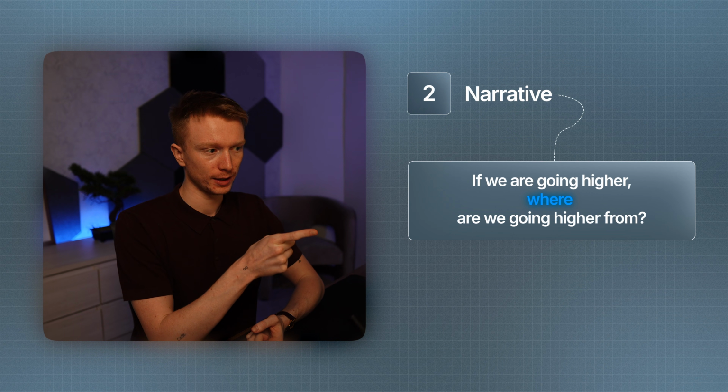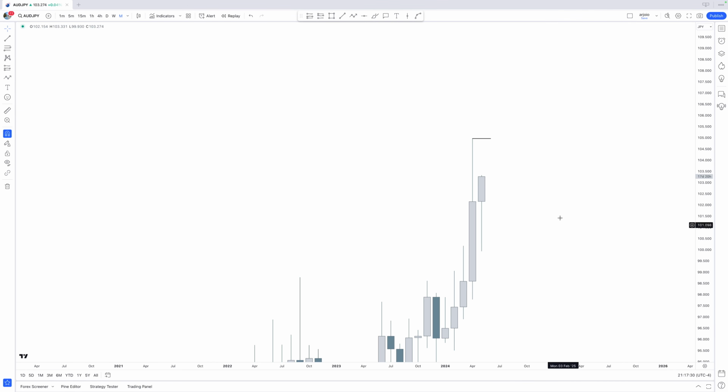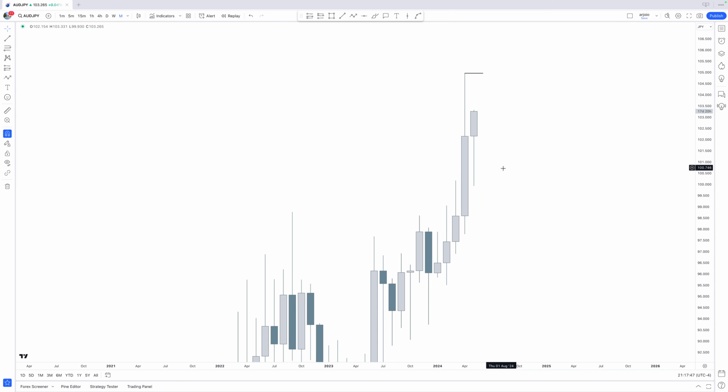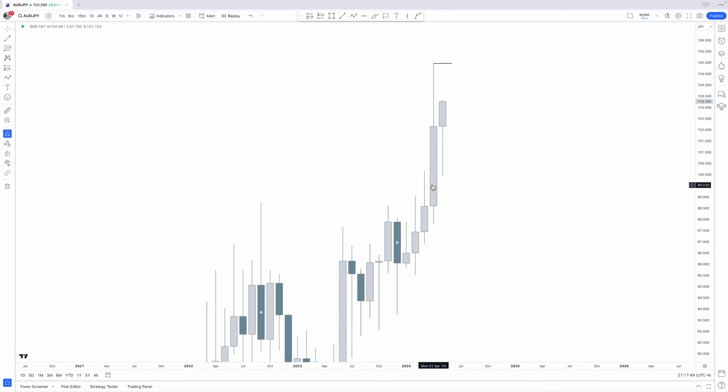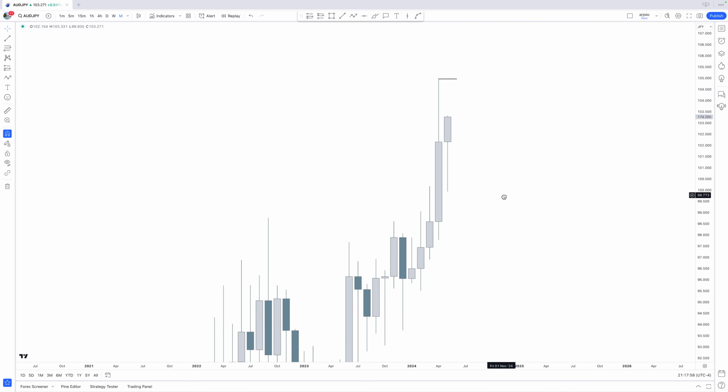The narrative is the following. If we are going higher right there, where are we going higher from? So here we have this drawn liquidity, that is the target. How are we going to deliver towards that target? This is where I like to use fair value gaps. So on the monthly, I simply want to ask myself, do we have a fair value gap in recent price action right here that we could retrace back into, to then continue higher off of? Well, no, we don't have that.